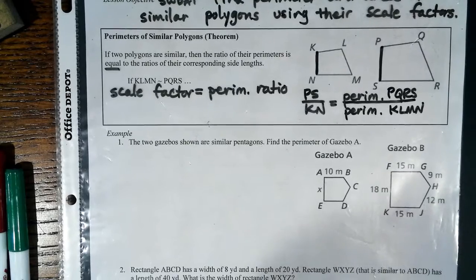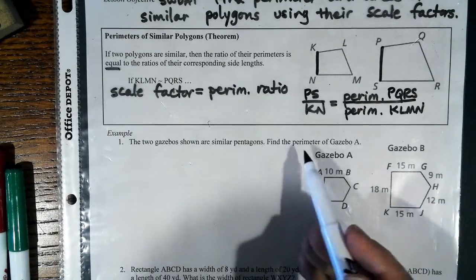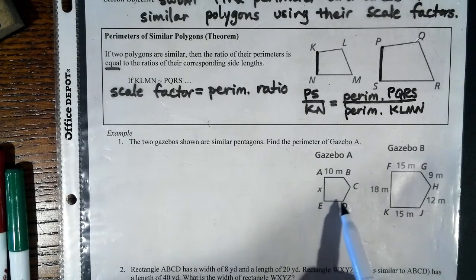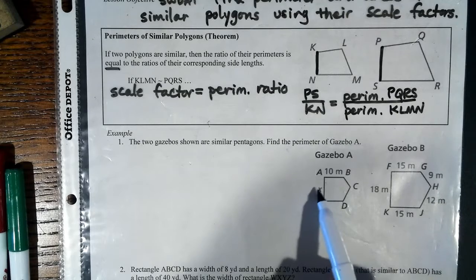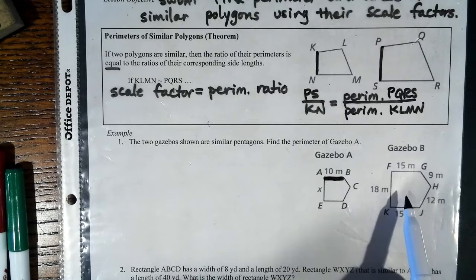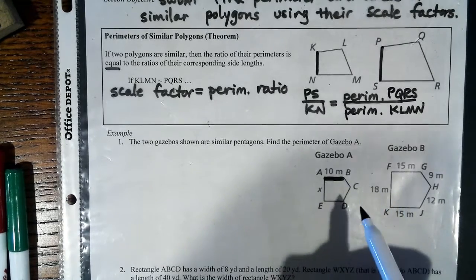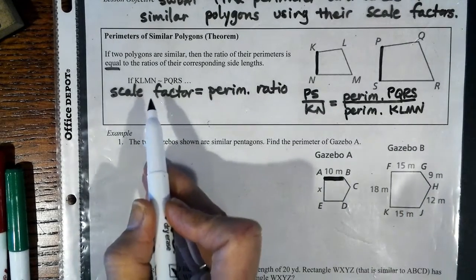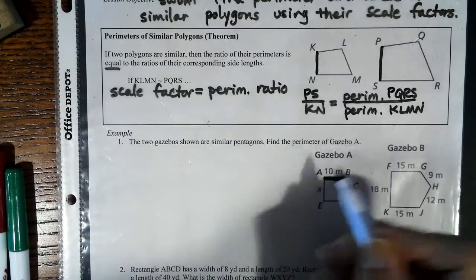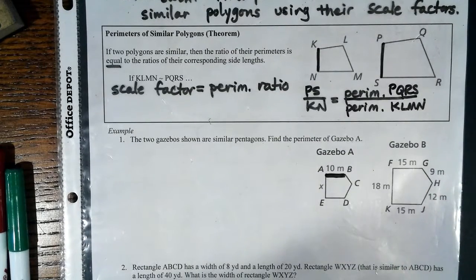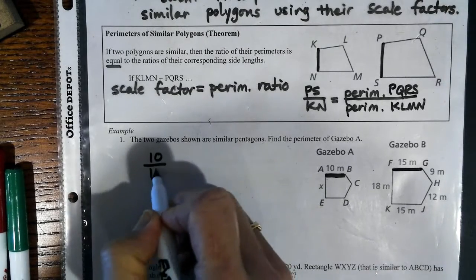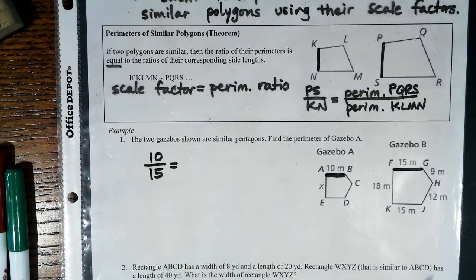The two gazebos shown are similar pentagons. Find the perimeter of gazebo A. Now look, you don't know what these other parts are here. You don't even know what this is. All you know is this one side here and that they're similar. So what you can do, again, is you're going to use this. The scale factor is going to be 10 over 15 or 15 over 10. It doesn't matter which way you do it as long as you're consistent. So the scale factor will be 10 over 15. We'll do it that way.